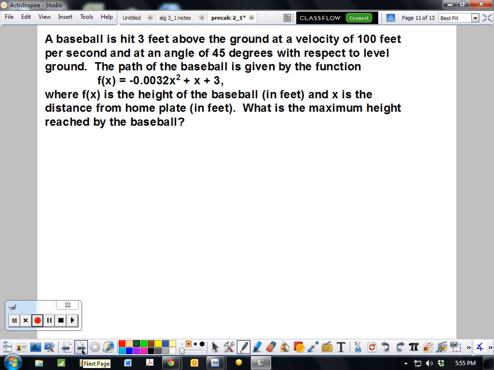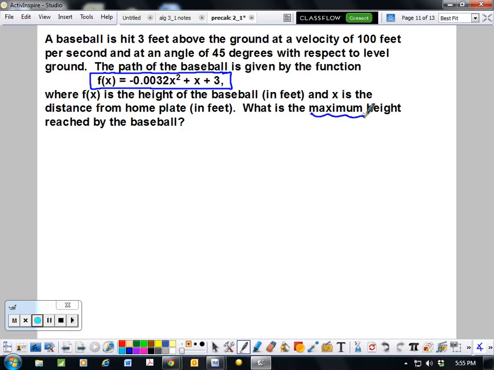So now we're going to look at a contextual problem where we're going to do this type of thing. A baseball is hit 3 feet above the ground at a velocity of 100 feet per second and an angle of 45 degrees with respect to level ground. The path of the baseball is given by this function. This is going to get ugly, folks. Where our function at x is the height of the baseball in feet, and x is the distance away from home plate in feet. What is the maximum height?